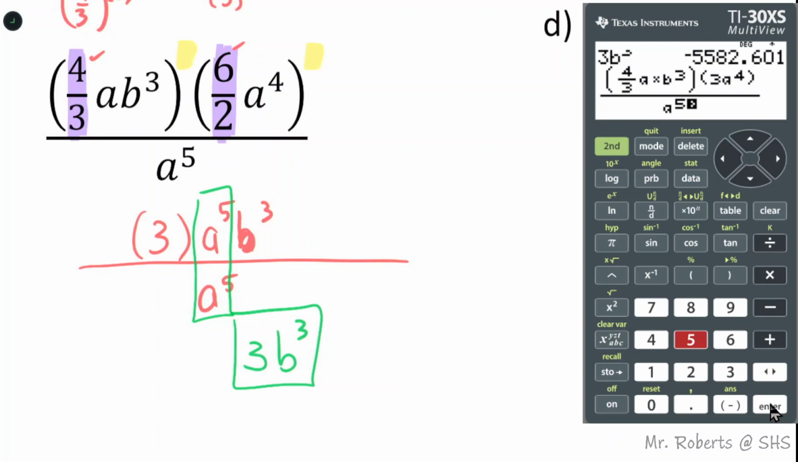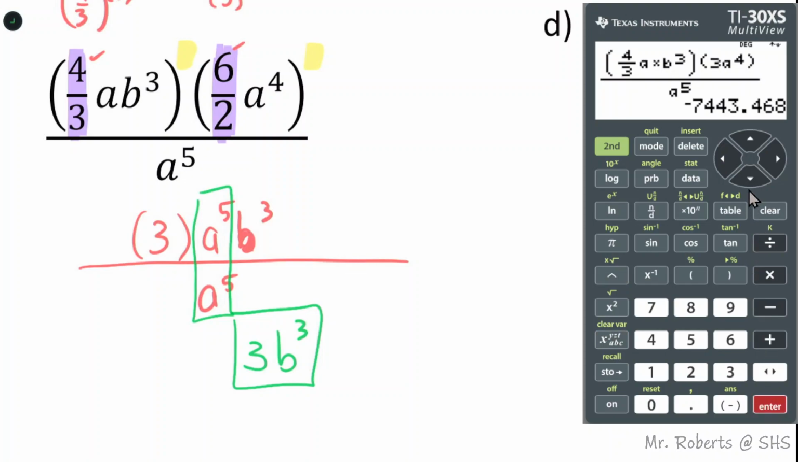Now, when I press enter, I'm terrified by the fact that I did not get the same values. I did not get the same values. b to the 3rd, a to the 4th, a to the 5th. I didn't get the same values. And that scares me.